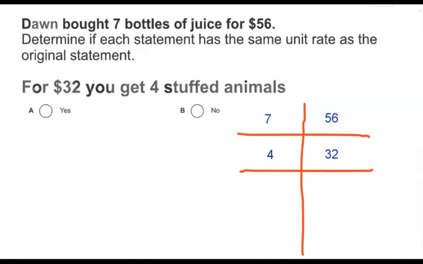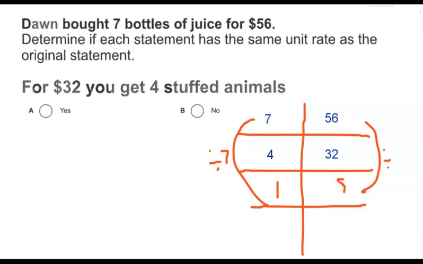Okay, but what I'm wondering is, let's get from 7 down to 1. So 7 divided by 7. So if we divide by 7, that's going to give us 1. So we're going to do the same thing for this one, divided by 7. 56 divided by 7 is 8. Okay, so can we get from 1 to 4? Yeah, 1 times 4 is 4. 8 times 4 is 32.